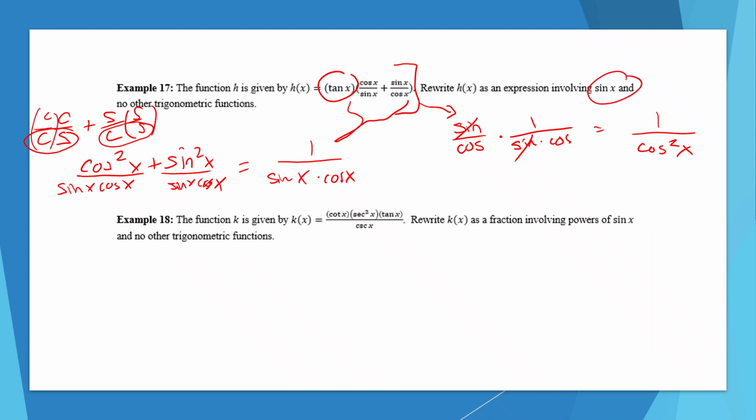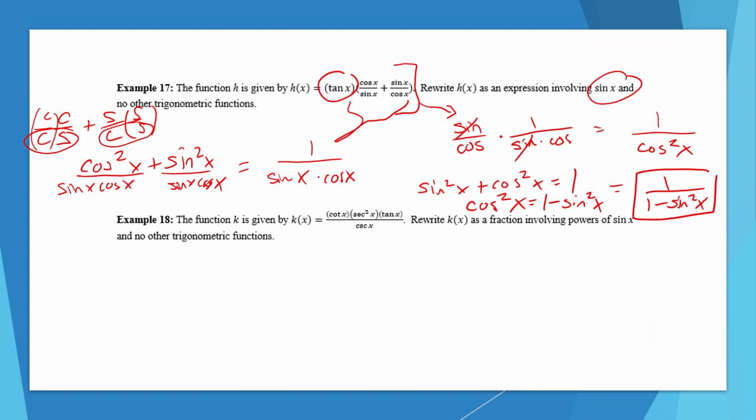But we want this in terms of sine squared, so remember to replace sine squared and cosine squared. How do you get them in terms of one another? We want to use sine squared x plus cosine squared x equals 1. Use the Pythagorean identities, and then subtract sine squared x from both sides. This then should be equal to 1 over 1 minus sine squared x, and that should be my solution for 17 there. All right, number 18 here, we want to get everything in its own fraction.